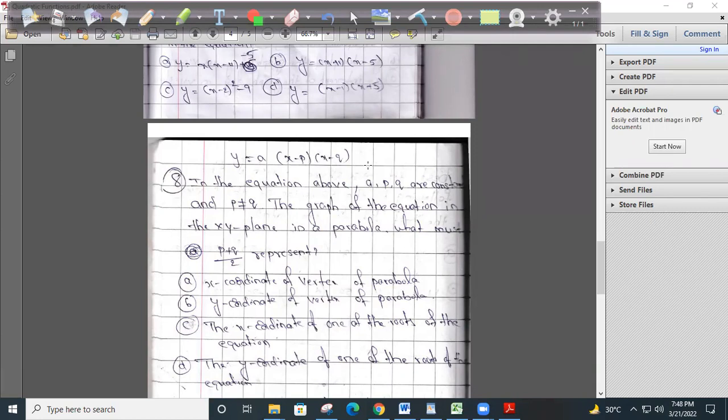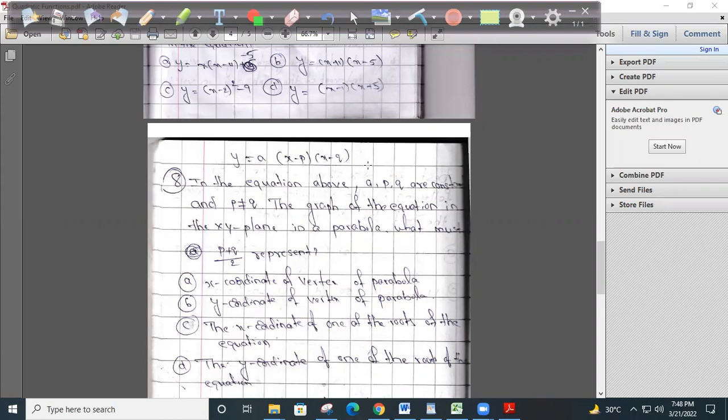The equation is y is equal to a into x minus p into x minus q. In the equation above, a, p, q are constants and p is not equal to q. The graph of the equation in the xy plane is a parabola. What does p plus q by 2 represent?